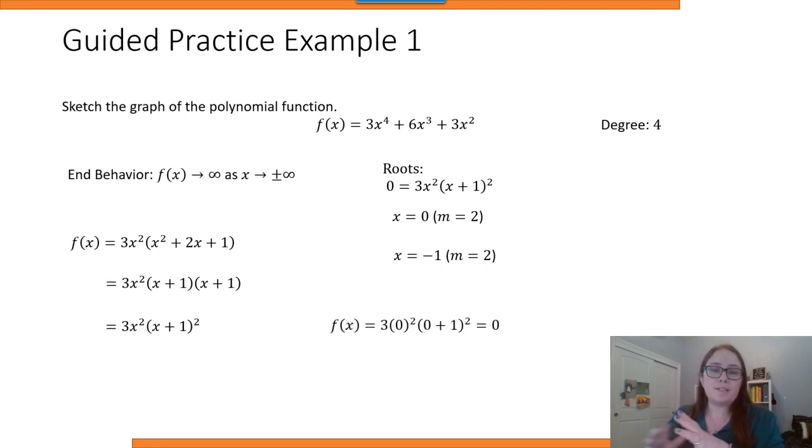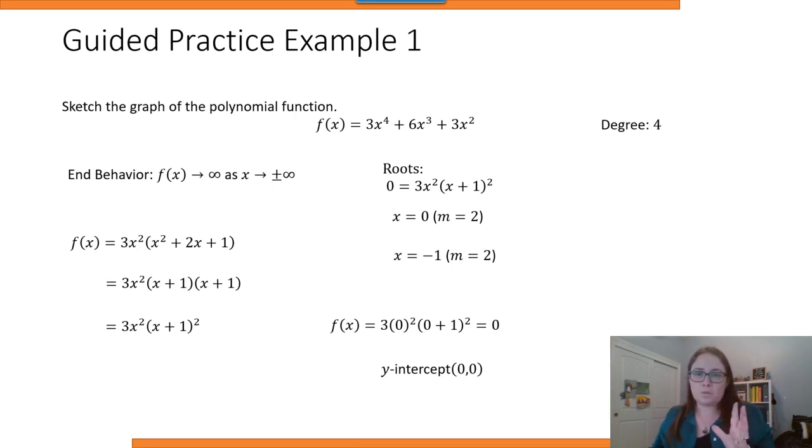Next thing I want to find is the y-intercept. I need all the intercepts to graph this thing. So I'm going to plug in 0 for x, and it turns out when I plug all that in, I just get 0 for the whole thing. So the y-intercept is (0, 0). So I've got a lot of information here that I can start to put together into my graph.